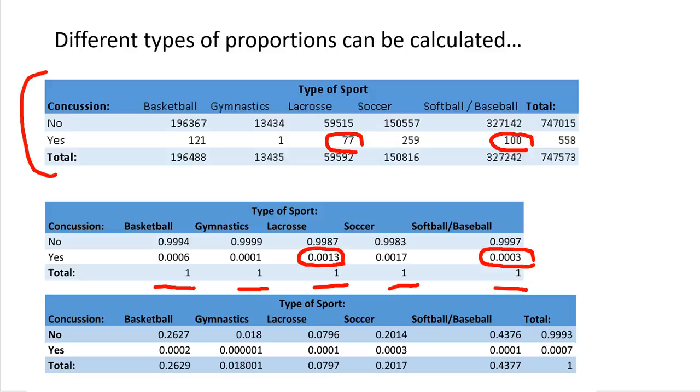We can also calculate the proportion of each cell, as we've done in this bottom table down here. This means that the entire table adds up to 1. This is less common, but we could do this if we wanted to know what proportion of university athletes played soccer and didn't sustain a concussion, for example.